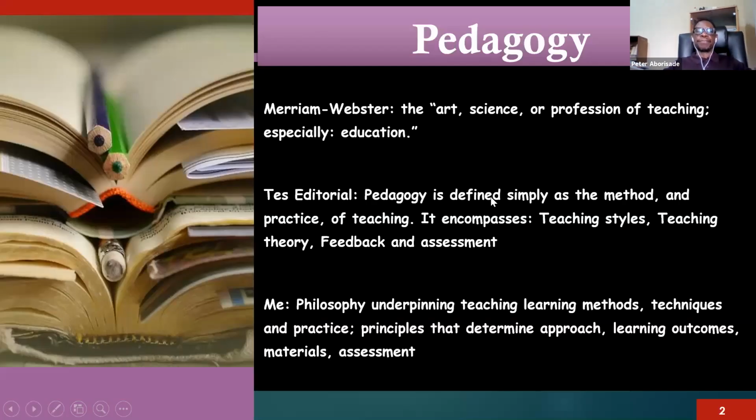Now, what is pedagogy? Merriam-Webster defines it as the art, the science, or profession of teaching, especially in education. TES Editorial, a group of practitioners in teaching that have an editorial board, define pedagogy simply as the method and practice of teaching. It encompasses teaching styles, teaching theory, feedback, and assessment.